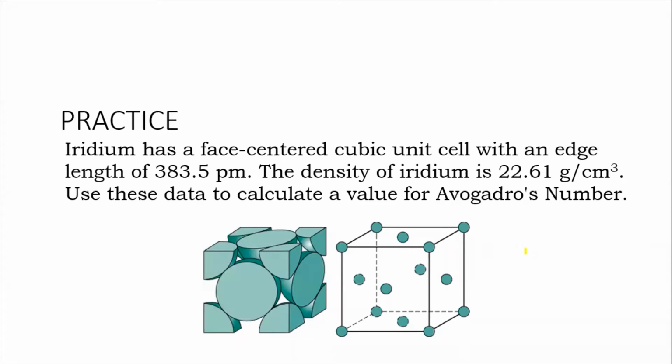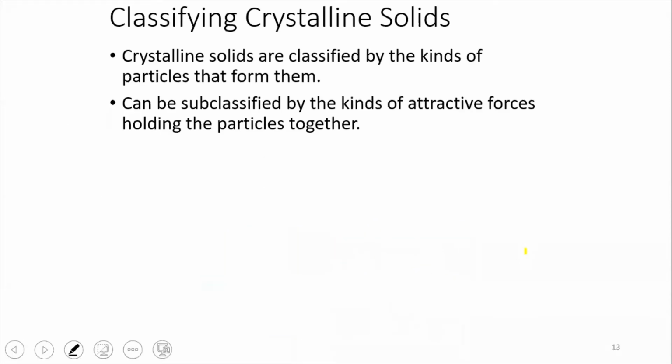And we're gonna start by saying that we can classify crystalline solids by A, the kinds of particles that form them, B, by the kinds of attractive forces that hold the particles together. So these are the two major criteria that we're going to use to classify different kinds of crystalline solids. Remember, crystalline solid means that at the atomic or molecular level, they have a well-ordered arrangement of the particles in repeating patterns.